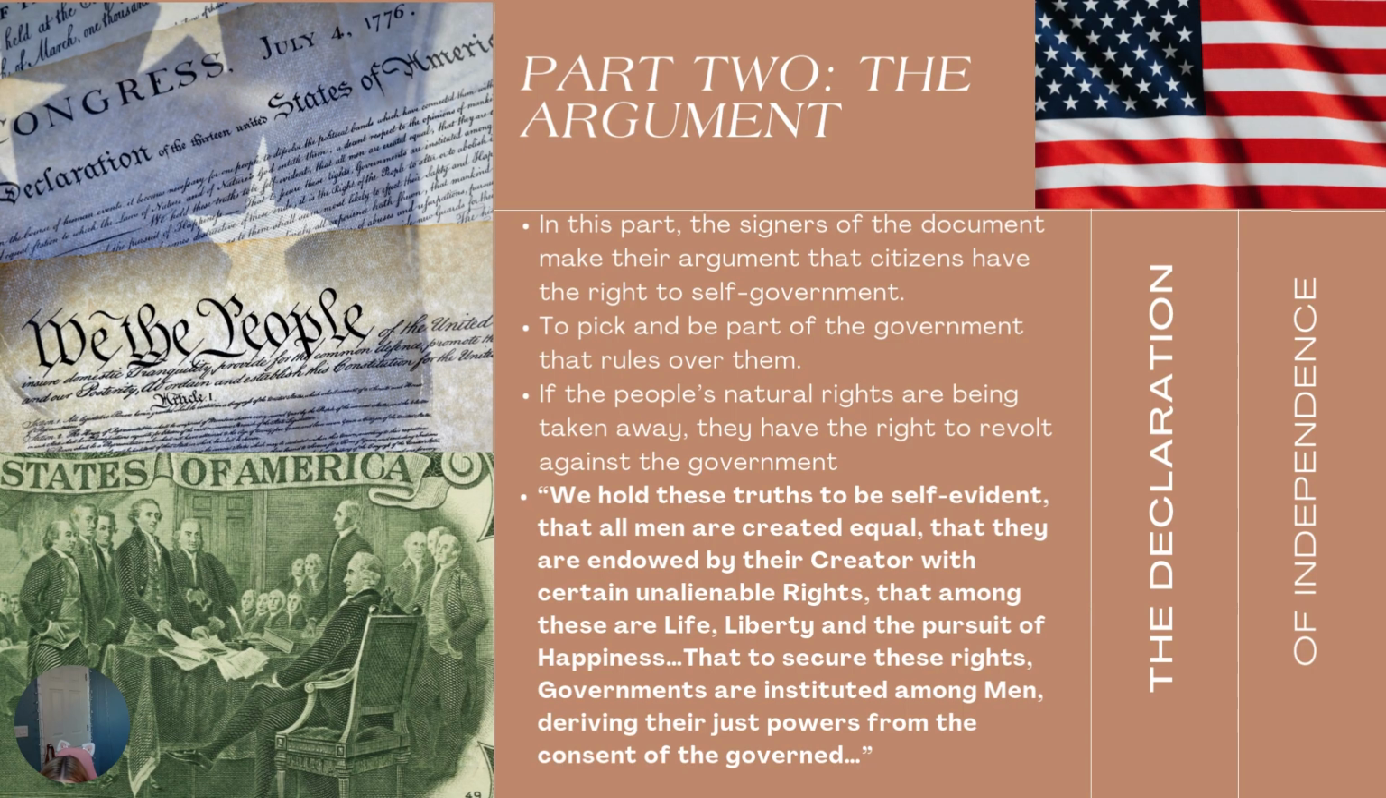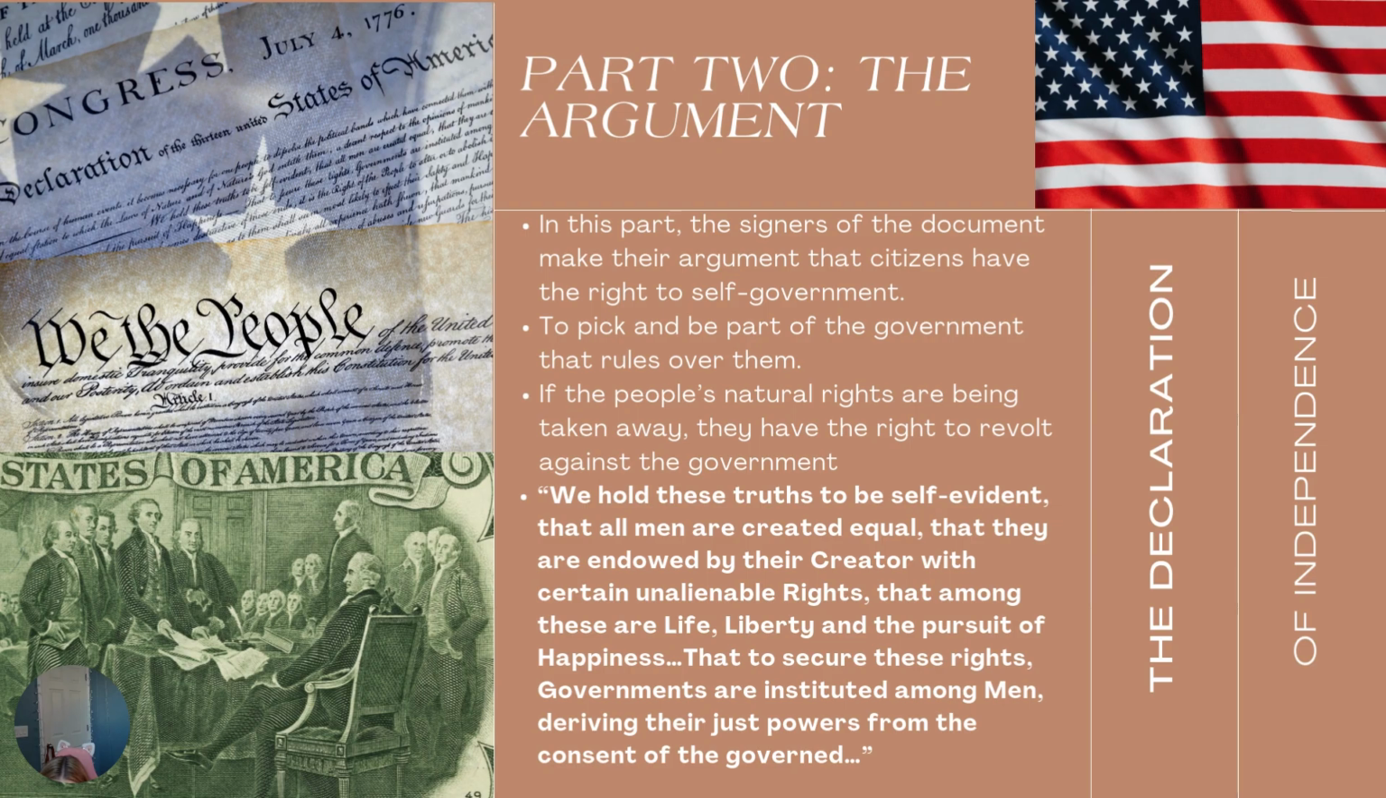Part 2 is their actual argument. This is their reasoning behind it. In this part, the signers of the document make their argument that citizens have the right to self-government. Remember, that was a huge problem. They had no representation in parliament. So they are basically saying, as human beings, we have the right to make decisions for ourselves in our government. They have the right to pick and be part of the government that rules over them. If the people's natural rights are being taken away, they have the right to revolt against the government. These are all the reasons that they give for why they want to be an independent nation. They argued that their natural rights were being taken away and therefore they have no choice.